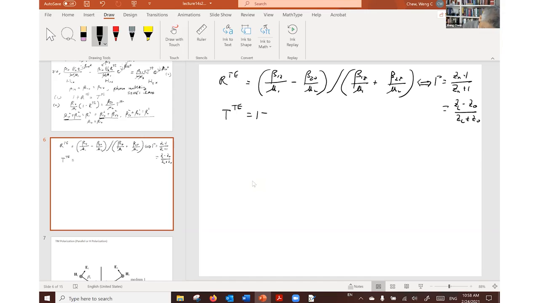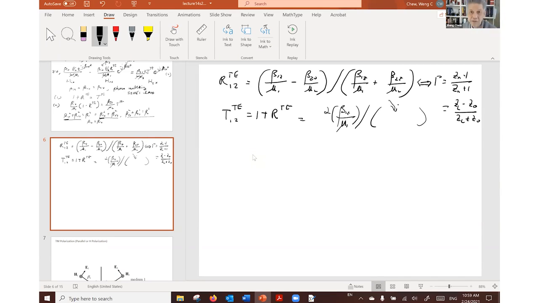TTE is just 1 plus RTE because you get that from this equation over here, and you can work that out in your mind. It would be 2 beta 1z over mu1 divided by this common factor in the denominator. But for good mnemonics, I would usually write this in terms of the regions 1 and 2. This would be the reflection coefficient between region 1 and region 2.